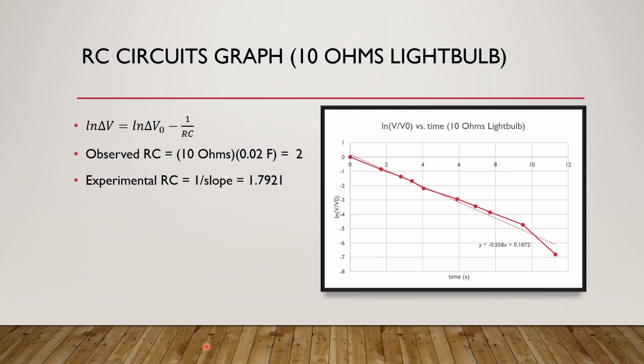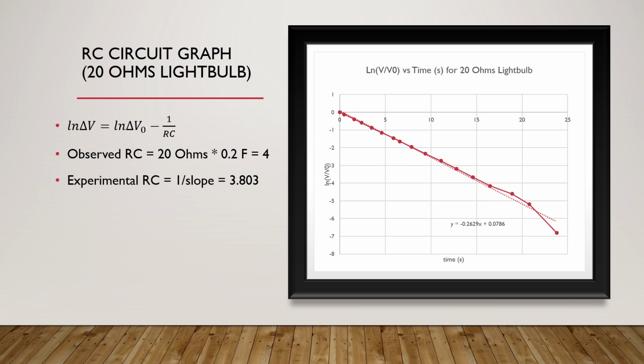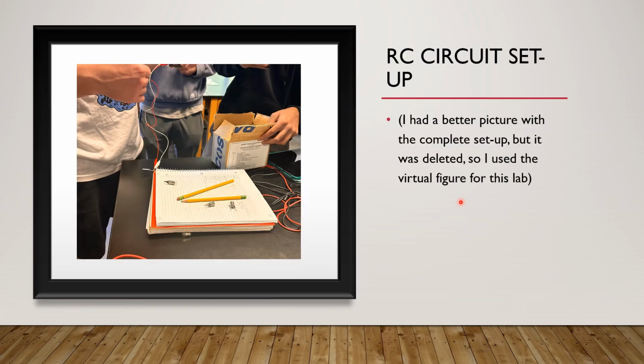From there, you use this equation in order to find the slope. The observed RC would be 2 in this case, and the experimental would be 1.7921. For this part, you basically do the same thing, and the observed was determined to be 4, and the experimental was 3.803. And this was our setup for the RC circuit.